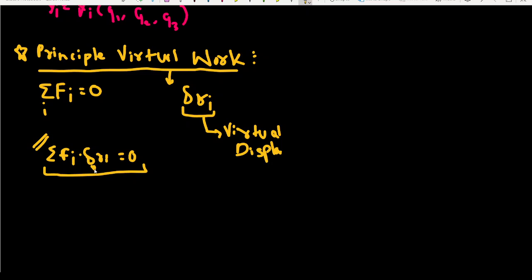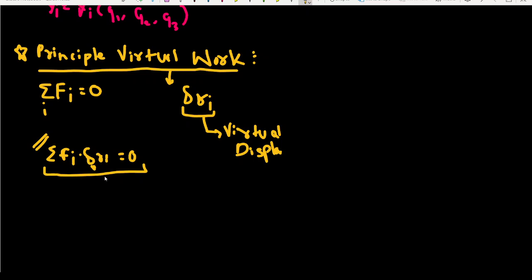But in an exact situation, there is no virtual displacement that occurs. We just assume it occurs. And that's why its name is virtual. And it is called the principle of virtual work. I hope that you understand what exactly this principle of virtual work says.